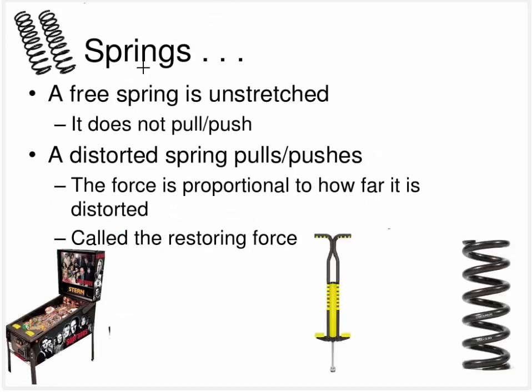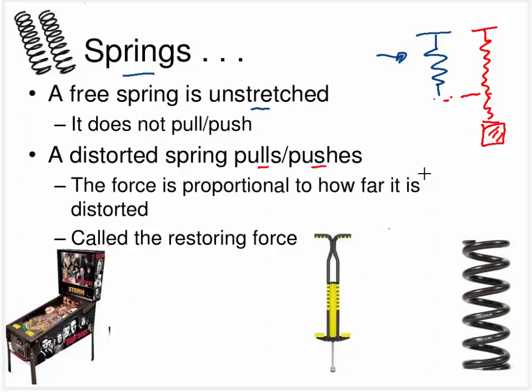So one thing that is very elastic is going to be a spring, and we're going to say that a free spring is going to be unstretched and it's not going to push or pull. So that's my weak drawing of a spring. If I hang something on it, it's going to distort the spring, and it's going to either push or pull, whether you compressed it or stretched it out. In this case, this spring is going to pull.